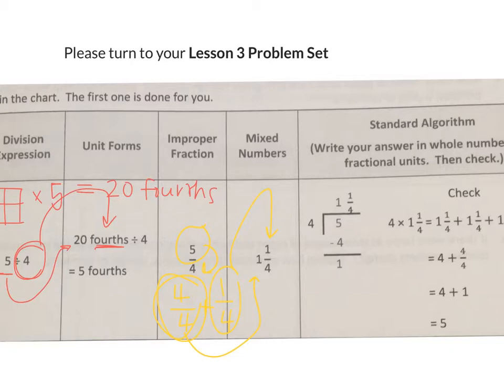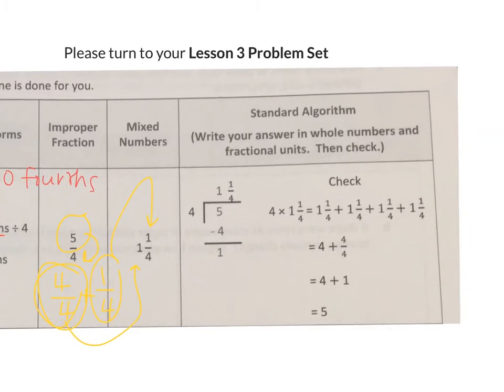Now let's take a look at the standard algorithm. 5's living in the house because it's the whole, and 4's knocking on the door because it's the divisor. If I have 5 and I want to split it by 4 people, how much does each person get? 1. So you can see that they wrote the 1 up here. Dad wrote the 1 up here. Then Mom multiplied. 1 times 4 is 4. Sister subtracted to find a difference of 1.